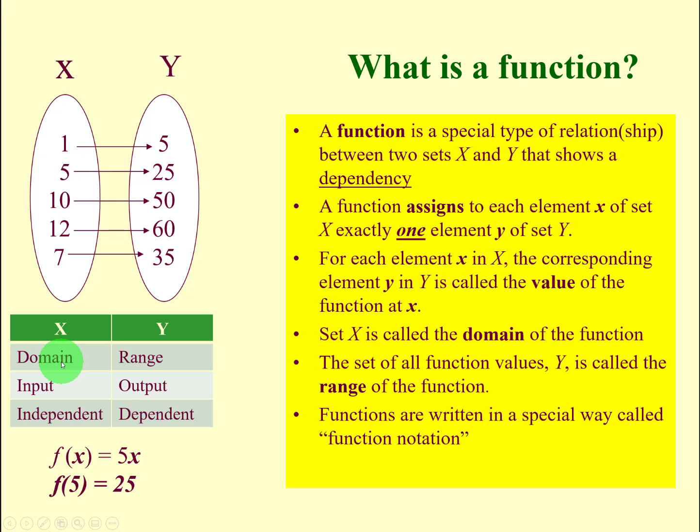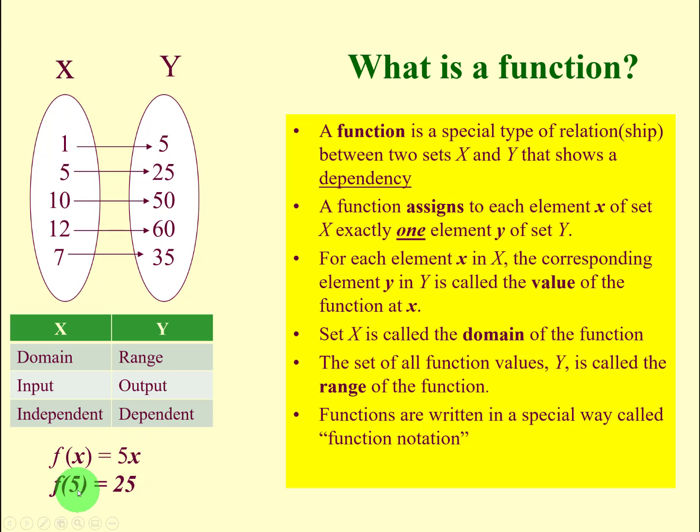x is often called the domain, the input, or the independent variable. y is often called the range, the output, or the dependent variable. Down here we have an example of function notation. This is how they write this to let you know that it's a function instead of just a normal equation. This function is called f. The input is an x, and the output is 5 times whatever the input was. That's how you can understand this here.